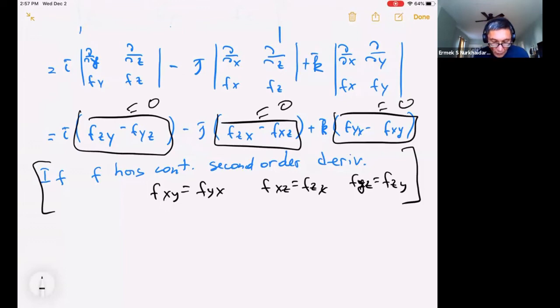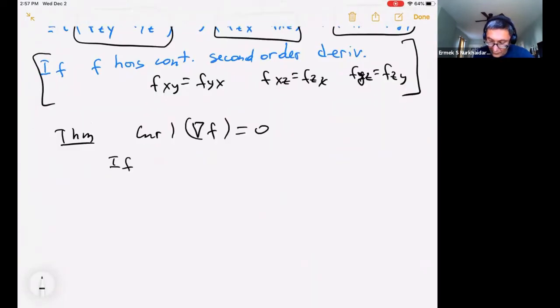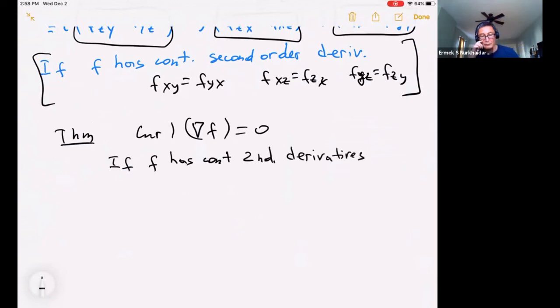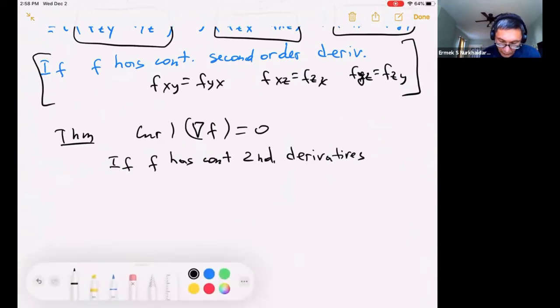So what we got is, we can make it a theorem: curl of gradient equals 0, if the function has continuous second derivatives. So the curl of the gradient of a function equals 0. Okay, and we can now get a corollary from that.